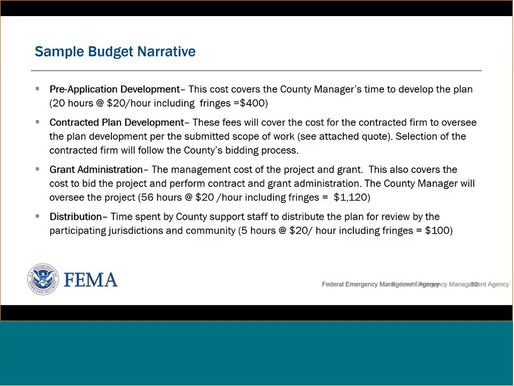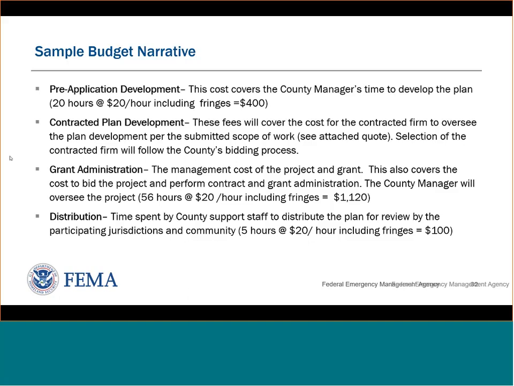For one of the cost line items in a budget, it was a contracted plan development. And in the budget narrative you see here, they explained a little bit more in detail how that funding figure came to be. Here it was, these costs will cover the contracted firm to oversee the plan development per the submitted scope of work. So tying everything together, and then also flagging that there's an attached quote or estimate. So it's a way that we can look to see, okay, where do these pieces all fit together here?